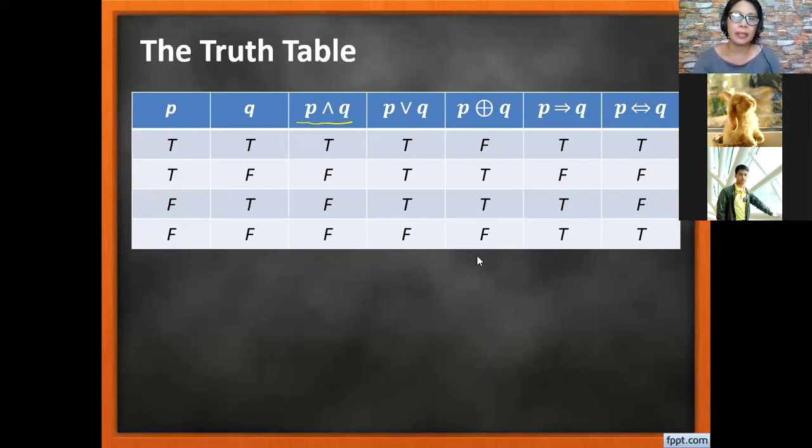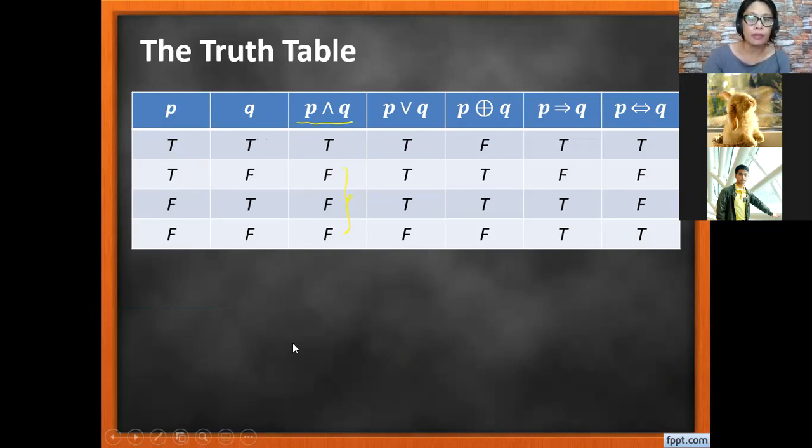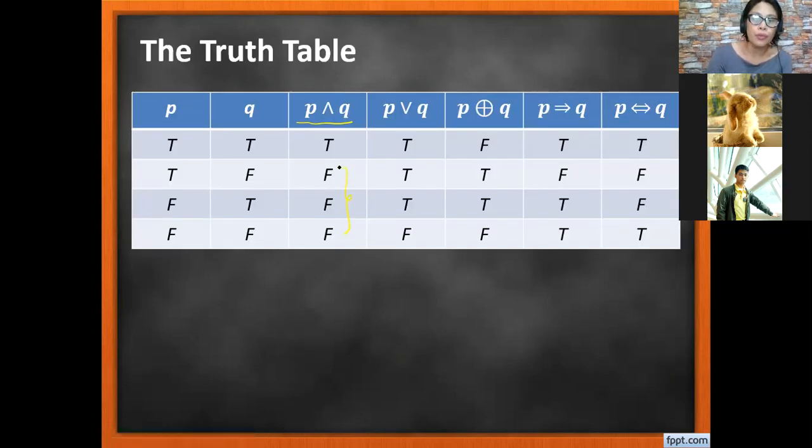So as I was saying, in order for a compound proposition making use of the connective and to be true, both statements P and Q must be true. Otherwise, it will be considered false, like in the case of the other three here.